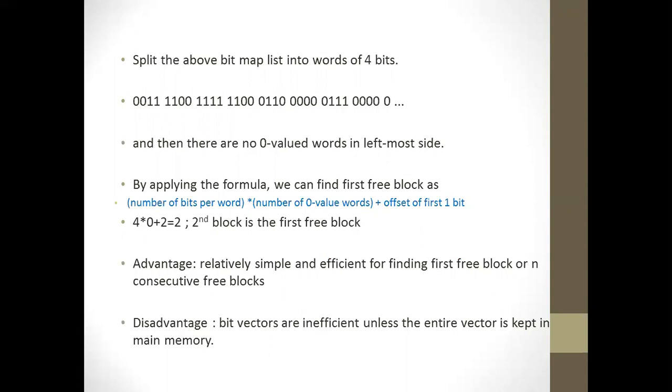The advantage of this approach is that it is relatively simple and efficient for finding the first free block or n consecutive free blocks. The disadvantage is that bit vectors are inefficient unless the entire vector is kept in main memory. Keeping the entire vector in main memory is feasible only if the disk size is small. It is not practical for larger disks.